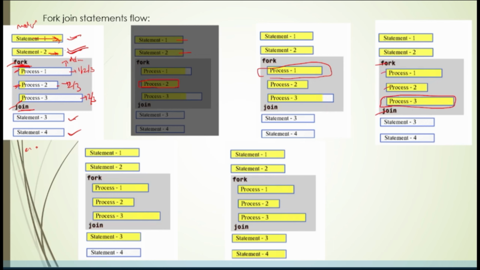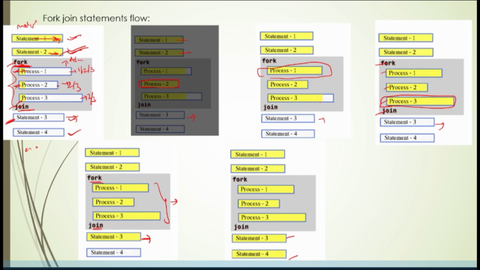Until the processes within the fork join are completed, it won't come out, and statement 3 won't be executed. After completion of 1 and 2, in order for statement 3 to execute, all the statements within the fork join should be completed. Then only statement 3 will start to execute, and after statement 3, statement 4 is executed.